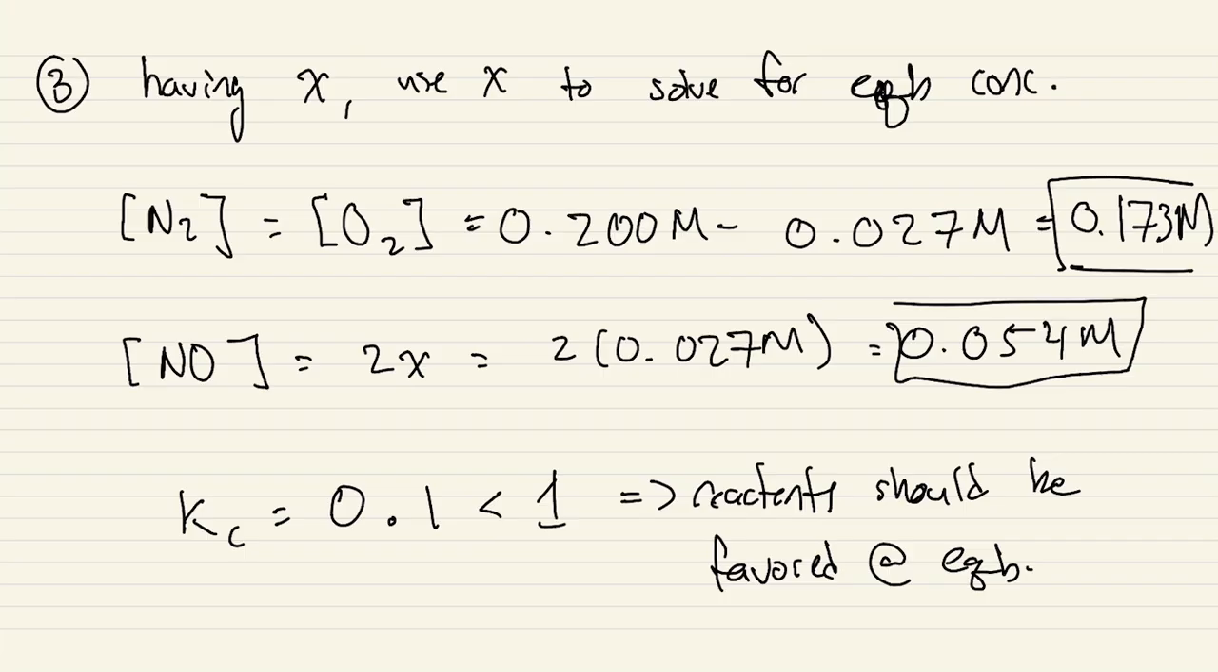Right, so that's just kind of a way that we can double check. We don't have negative concentrations, so that's good. And our equilibrium constant is consistent with our answers.